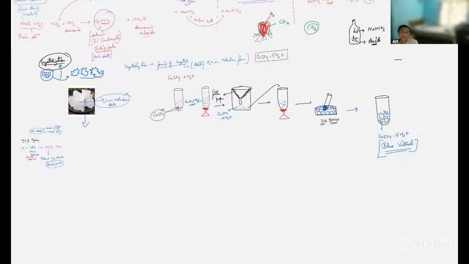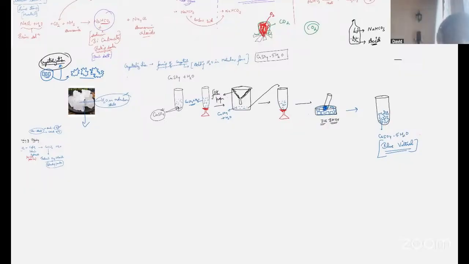Salt or sugar crystal? This is salt, normal salt. CuSO4 is a salt. You can't use CuSO4 in your food. You can use only NaCl. CuSO4 is a normal salt.